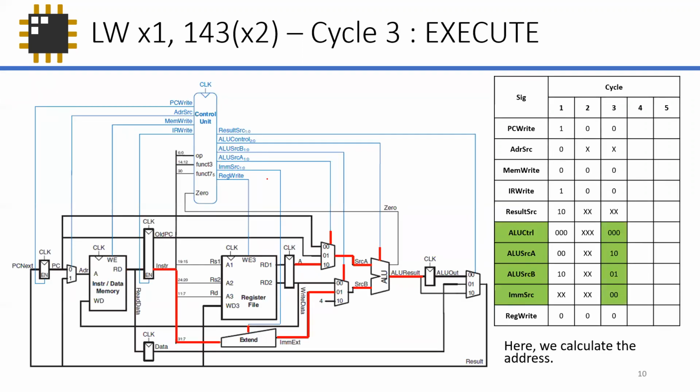So during the execute stage, what do we do? We calculate the target address over here. And then again, just highlight which control signals are important. You have the ALU source A, the ALU control, ALU source B, and then the immediate extension. Okay, so just highlight, grab those things, put them in the state diagram.